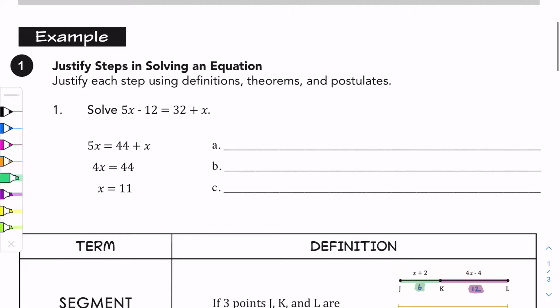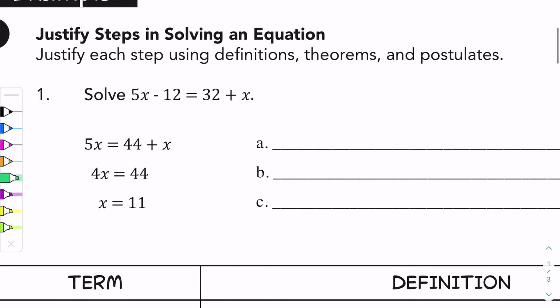So we're going to start with the most basic type of justifying problem. We're looking at just a simple equation. For number 1, we're looking to solve 5x minus 12 is equal to 32 plus x. And we're looking to prove or solve for x. I should have included that in the directions, but that is essentially all you could do with a problem like this. So we are solving for x.